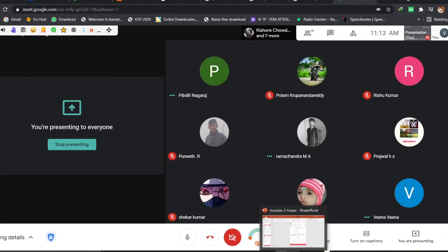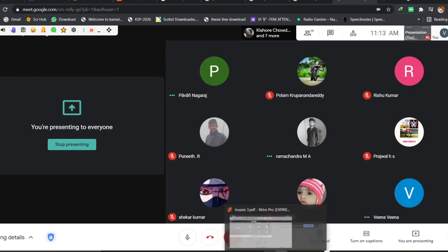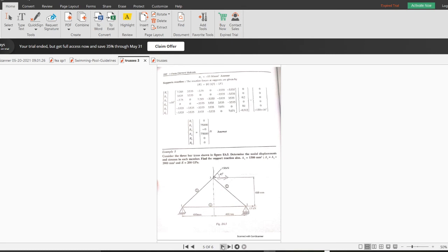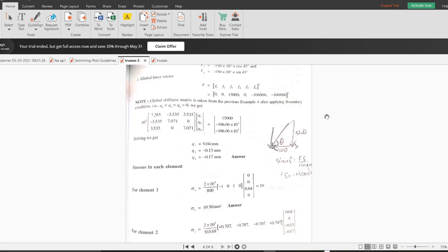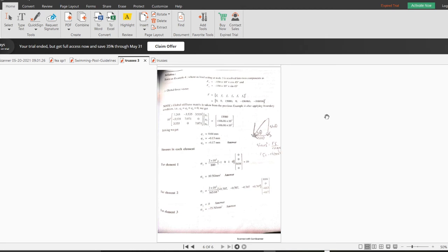Okay, so the rest of the things are the same. See, you will get sigma 1, sigma 2 like this. Check it out. Take a screenshot of this. Okay, you can do it now. Yes, sir.